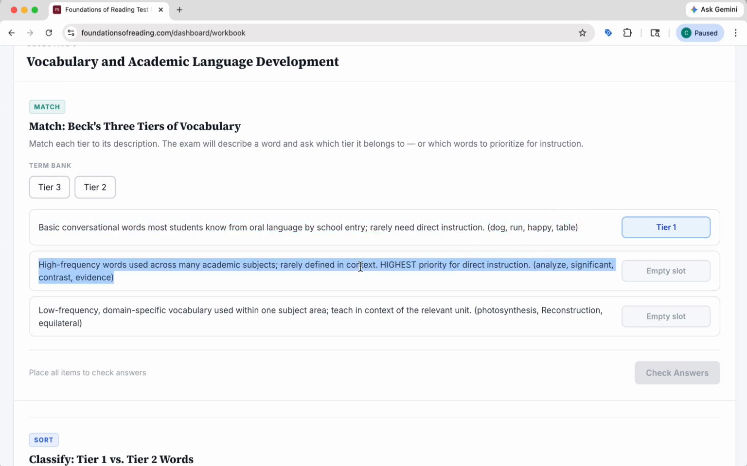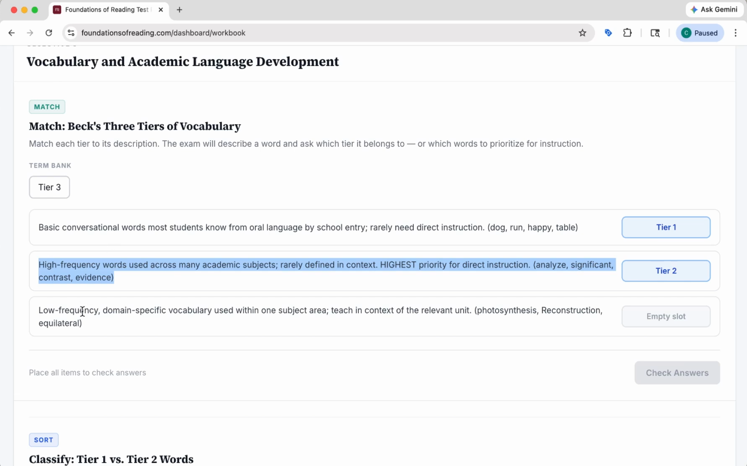But the reason that tier 2 words are the most important tier to directly teach is because, for example, a word like analyze, we can use that word no matter what subject we're teaching. So whether we're in English language arts, we're in math, we're in science, we're at PE, we're in music, we can use words like analyze, significant, contrast, evidence, so on and so forth. There are many of them. So this would be tier 2.